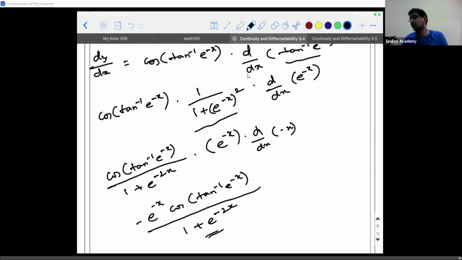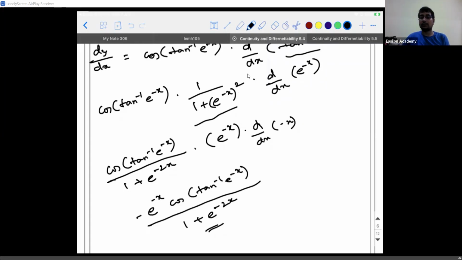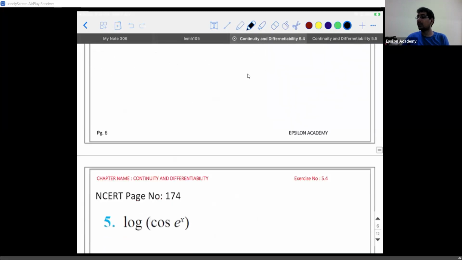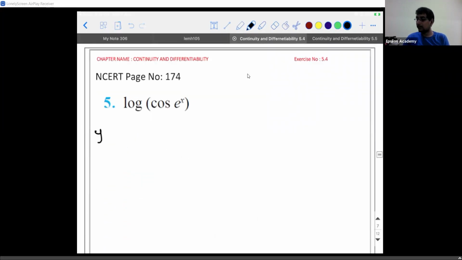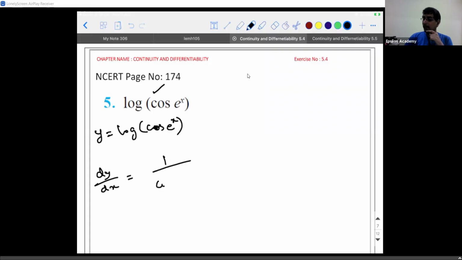Okay. Moving on to the next concept. Next problem. So y is equal to log of cos of e power x. So what is the dy by dx now? 1 by cos of e power x into d by dx of cos of e power x.